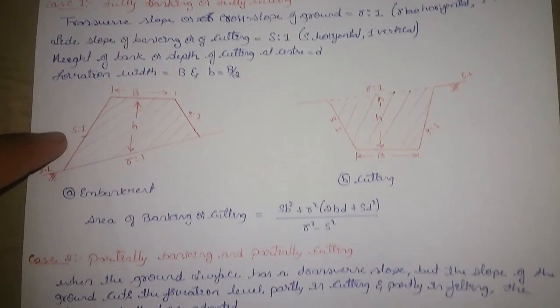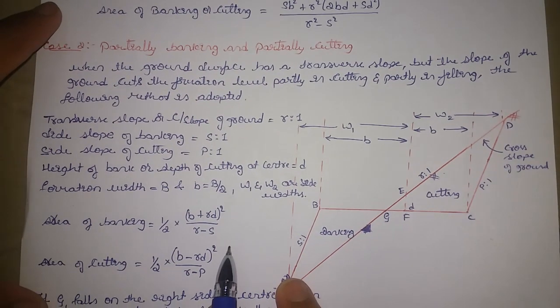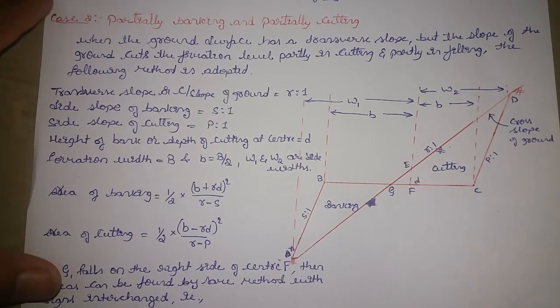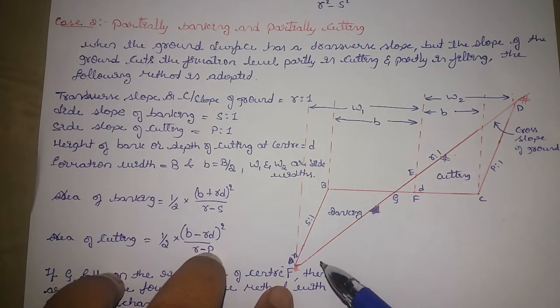Now we will see the second condition, that is partially cutting. How is the partial cutting going to be studied? See here, the condition is given when the ground surface has a transverse slope, but the slope of the ground cuts the formation level partially in cutting and partially in filling. Now which one is the ground slope? The cross slope of the ground. So this is your cross slope of the ground.